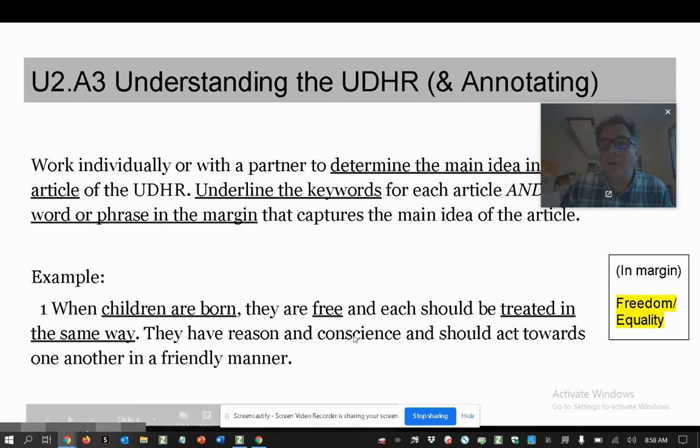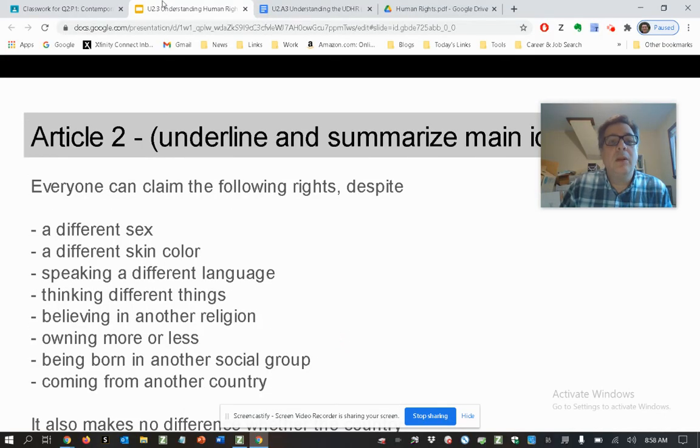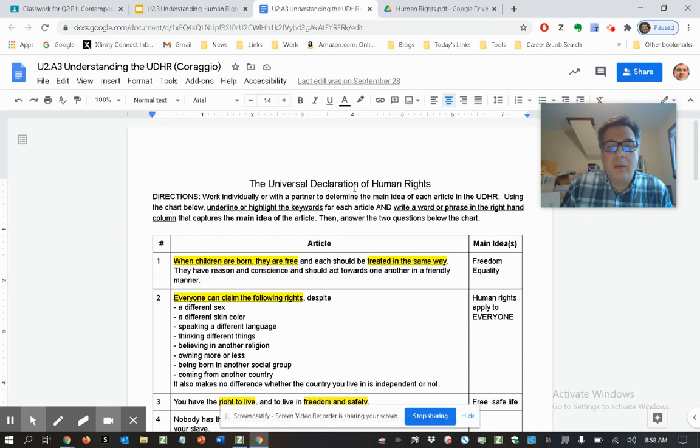So I'll go to my assignment page, which you see right here. And there you have the underlined highlighted phrases. Actually, I did it a little bit differently here. And then the main ideas are circled right here. Okay.